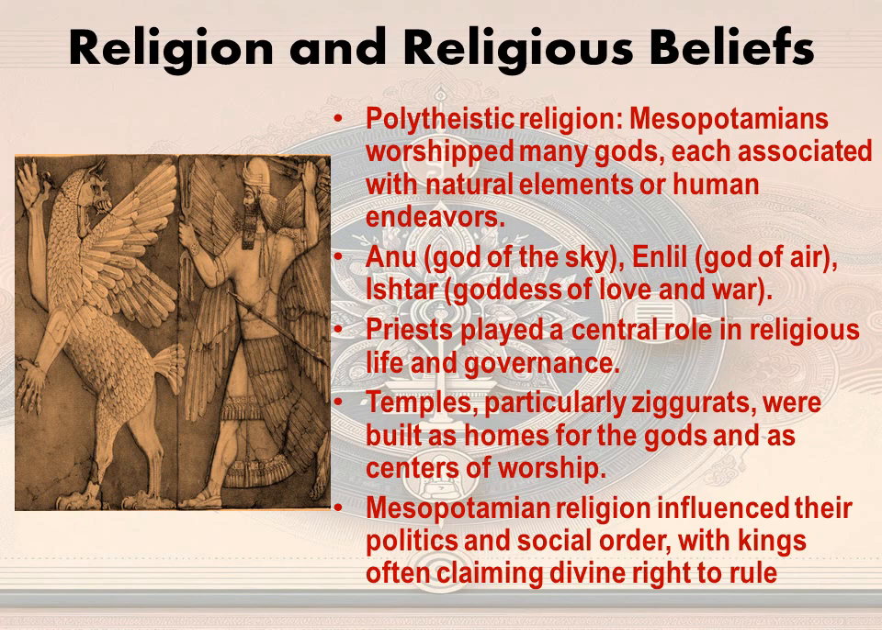Mesopotamian religion influenced their politics and social order, with kings often claiming divine right to rule. So religion was a very influencing factor in the Mesopotamian culture. People used to believe in gods a lot and also obey what the priest said, and the kings, in order to show their authority, their power, said that they all had a divine right, means they were appointed by the gods to rule over the people. So kings were like agents of gods on earth.